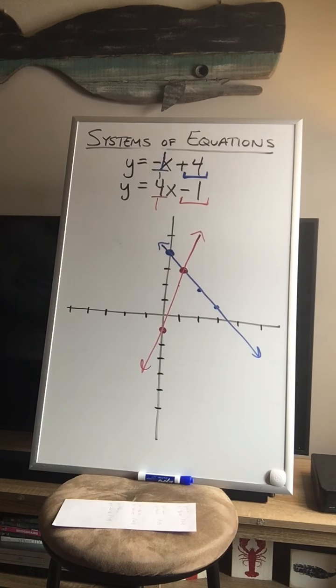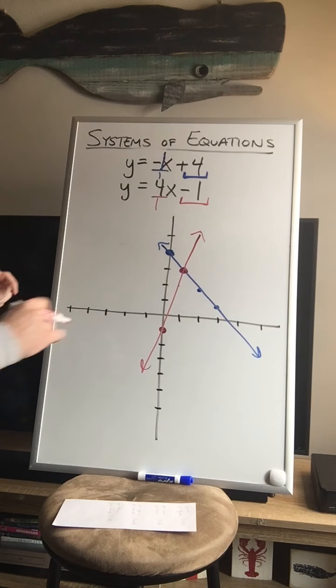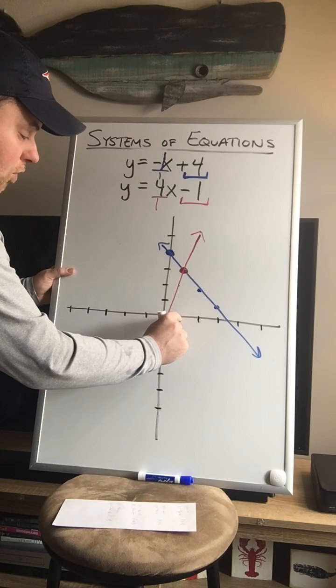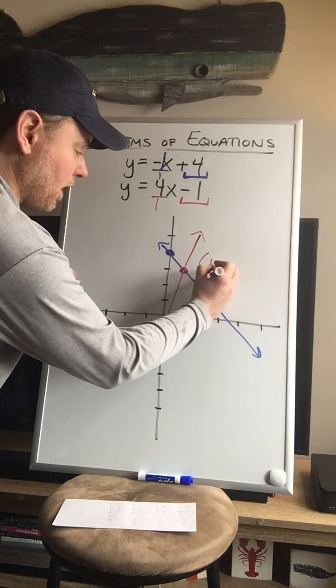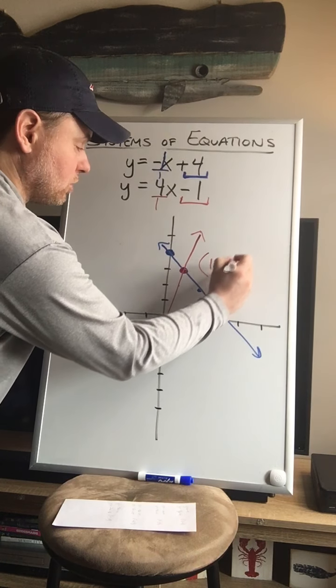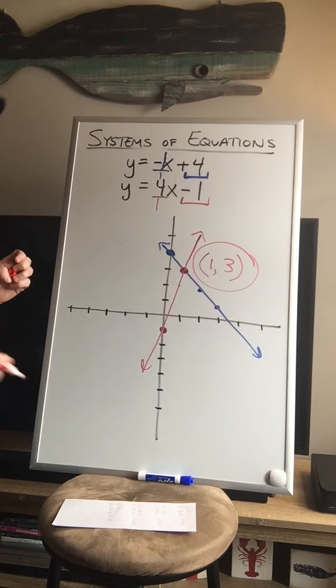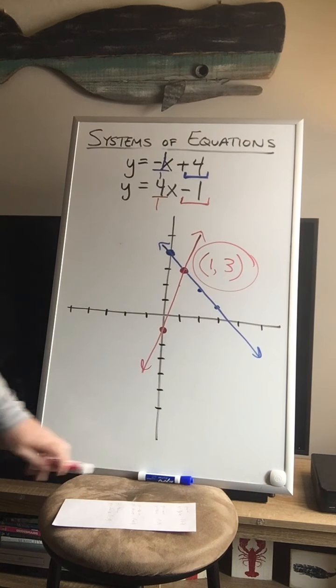So again, I'm looking for the point that they have in common, and there it is. There's the point where they cross. And now all I have to do is label the coordinates. So that point looks like it's over 1 and up 3. So that means the x coordinate is 1 and the y coordinate is 3. So that is the point that they have in common.